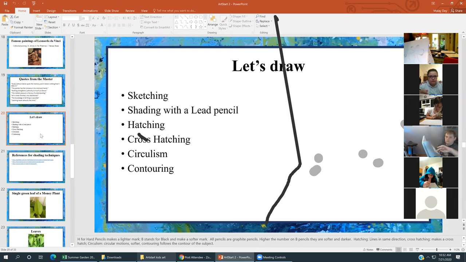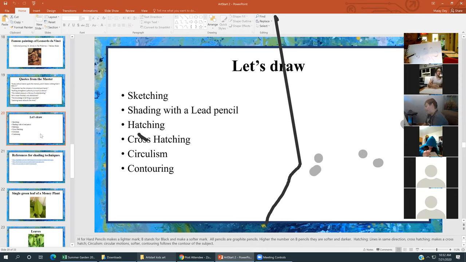Okay, again, I'm going to show you one more time. So this is hatching. See that? Hatching. Cross hatching is just going across the same thing. That's cross hatching. Circulism is just making little circles, and you're shading that. So little circles.